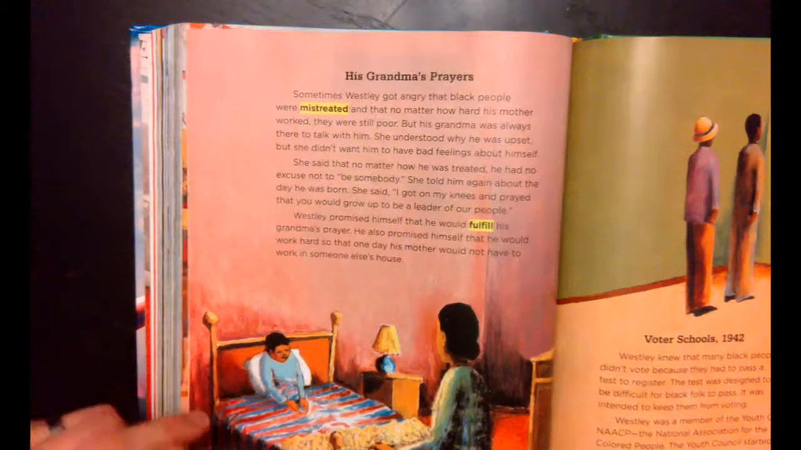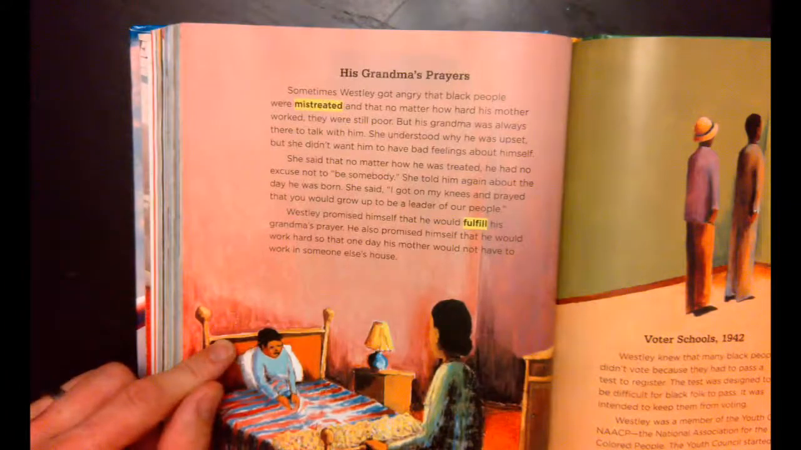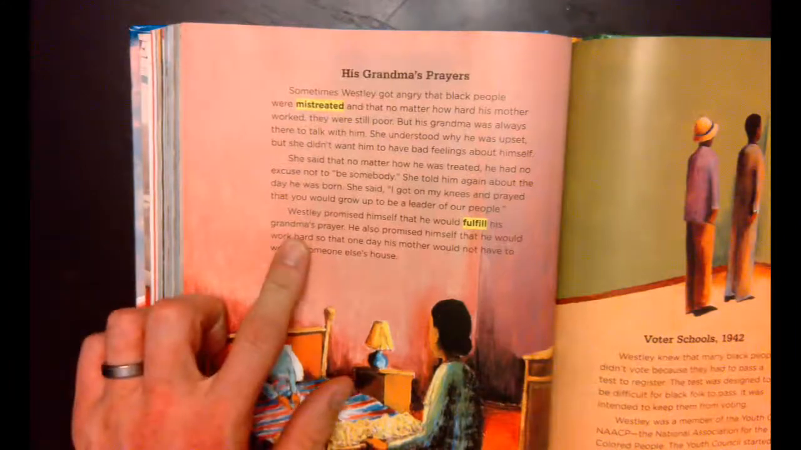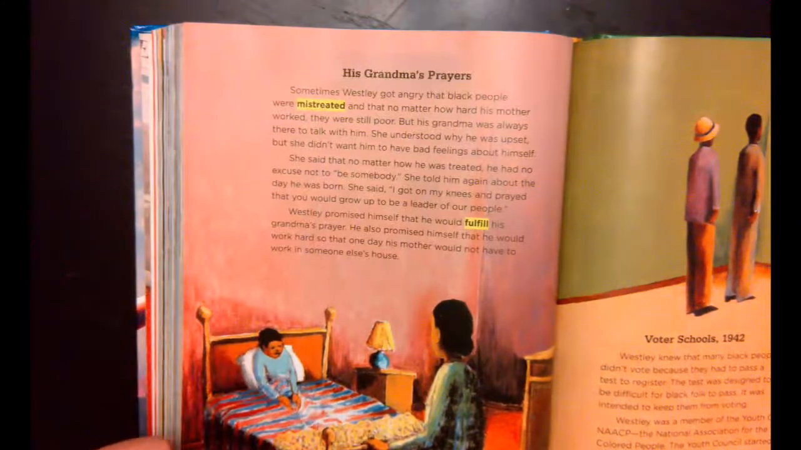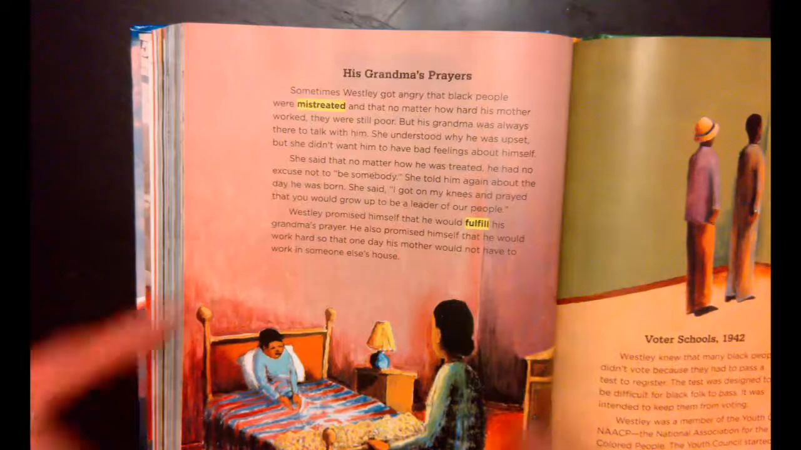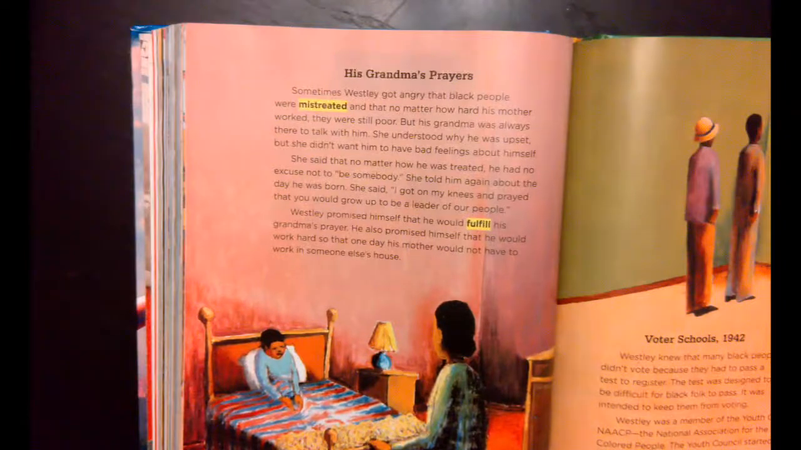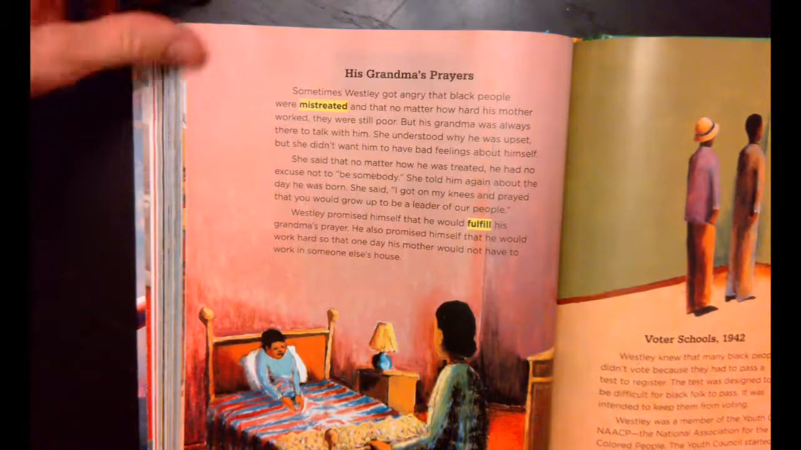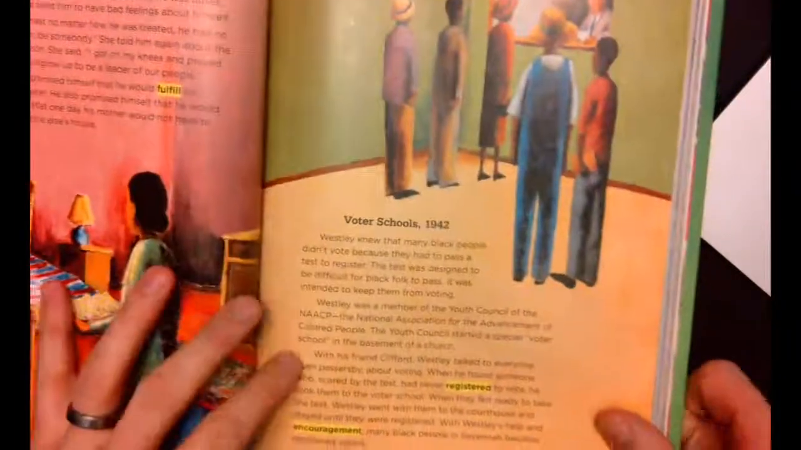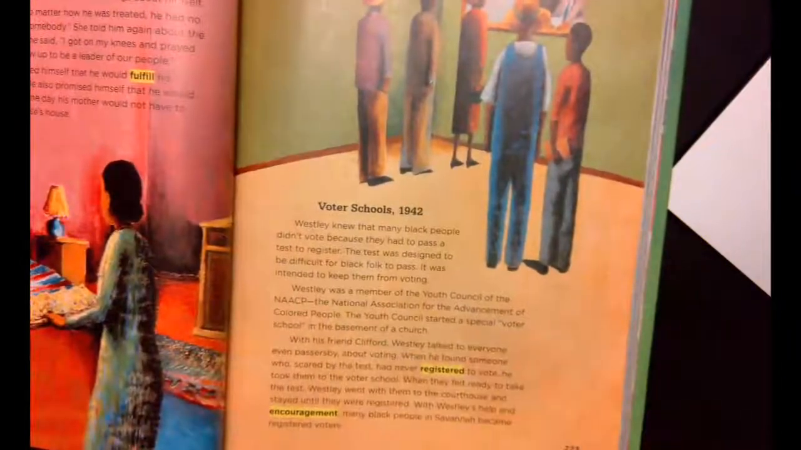While this kid's got a pretty big goal and he's pretty young, he wants to work so hard that one day his mom won't have to work in somebody else's house. What's one ticket to success? Hard work. You guys have a great opportunity right now with virtual learning to work hard to get your education, to be like Wesley's grandmother would like him to be, somebody someday. Great advice, Grandma.